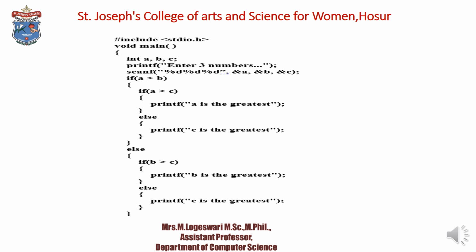Suppose a value is 10 and b value is 15. The first condition will be false, so it moves to the else part. Again you can give another condition, b greater than c. The b value is 15, c value is 8, so this condition is also true, and it prints b is the greatest. Suppose c value is 15, this condition is false, we go to the else part, c is the greatest value.